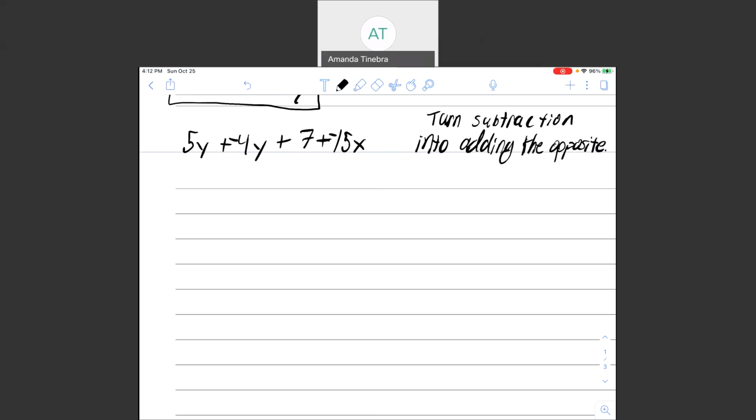Now looking for like terms, I see that I have 5y and I have negative 4y, okay? 5y plus negative 4y, that's going to give me 1y. Then I still have plus 7 plus negative 15x. The nice thing about turning it all into addition is I don't have to worry about what operation now goes between my terms. It's always going to be addition. This can actually also be rewritten. 1y is just y, so I could just write this as y plus 7 plus negative 15x, but in reality, both of these would be considered equally good answers.